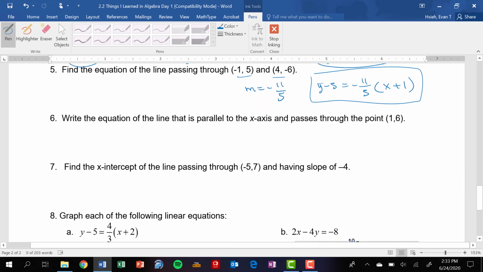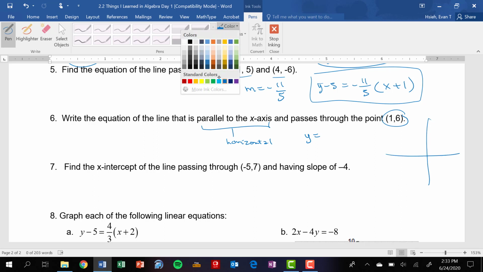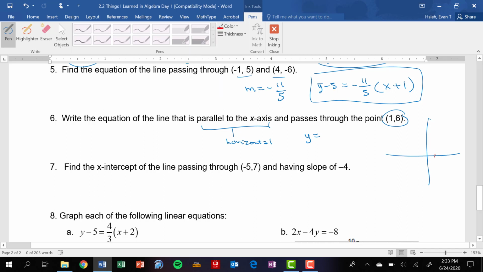Find the equation of a line that's parallel to the x-axis. So parallel to the x-axis means it's a horizontal line. We know that a horizontal line always has the form y equals something. And so passing through this point here, I know that it's going to be something like this. If it's 1, 6, over 1, up 6, 2, 3, 4, 5, 6. I'm going to go through that point, and it's going to be a horizontal line through that point right there. So I know that it's going through the y-intercept of 6, so y equals 6 is my equation.